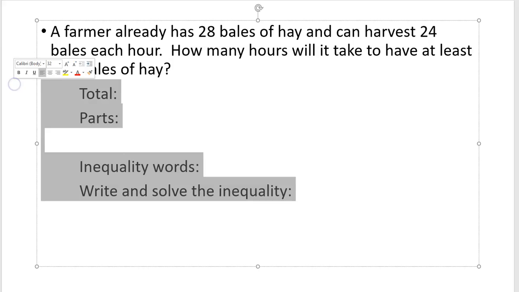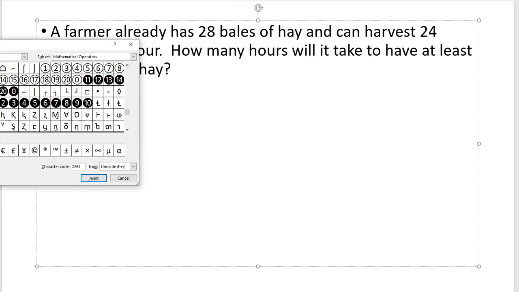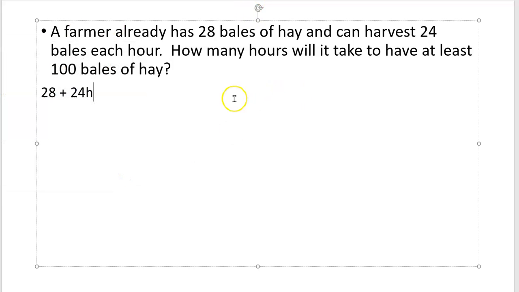A farmer already has 28 bales of hay and can harvest 24 bales each hour. So we're starting out, he's got 28 bales of hay, and he's adding 24 bales of hay each hour. We're assuming these are big bales, not the little bales. How many hours will it take to have at least 100 bales? So I'm guessing 100 bales would be a load, so he's trying to figure out how long until he can get a load. So at least 100.